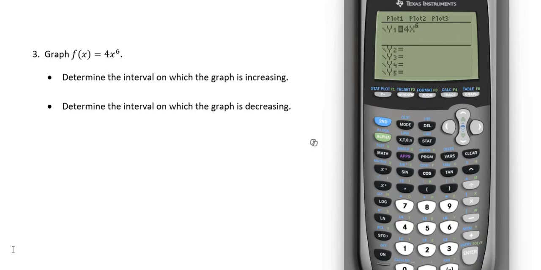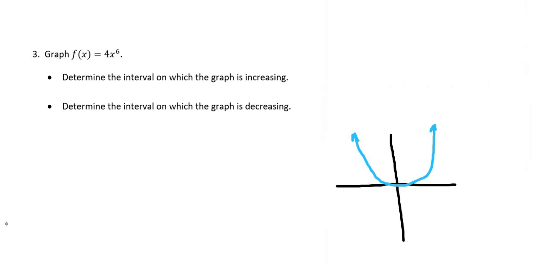Now, problem 3, I'm asked to graph the function, determine the interval on which the graph is increasing, and determine the interval on which the graph is decreasing. So there's my graph. It looks like a parabola almost, except for the turning point down toward the bottom is a little flatter than a parabola. So there's a quick sketch of my graph.